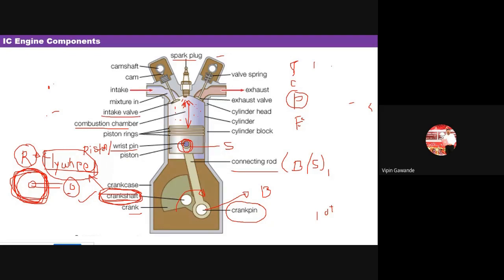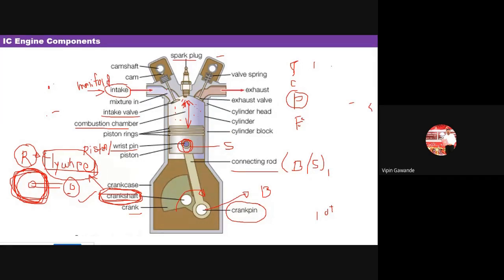Now, intake valve means what? The air fuel mixture enters through the intake manifold. We call this the intake manifold. First of all, the air fuel mixture enters through the manifold. So air fuel mixture enters through the intake manifold. Then afterwards, this intake valve opens.